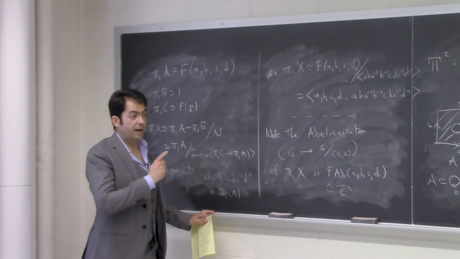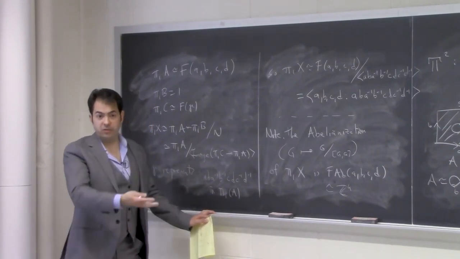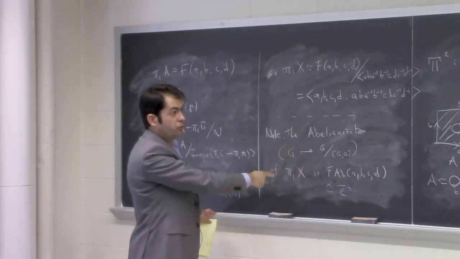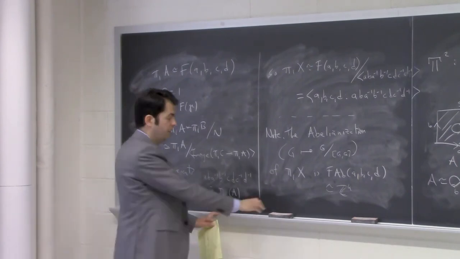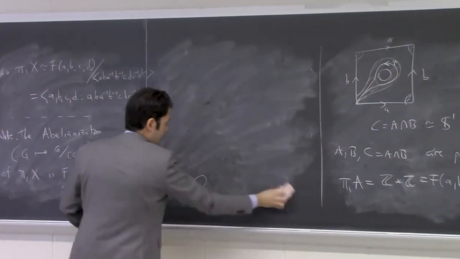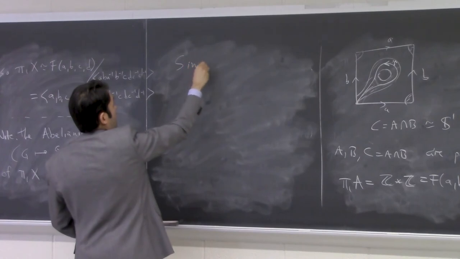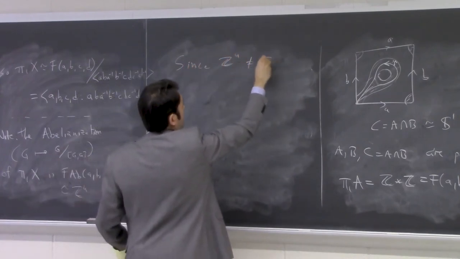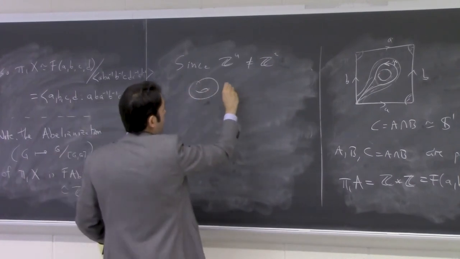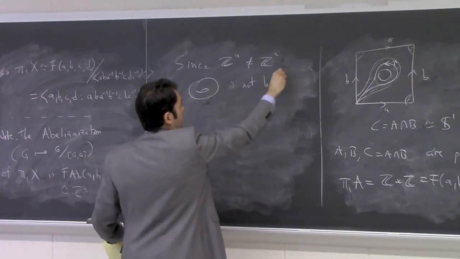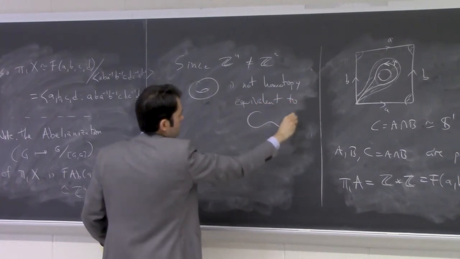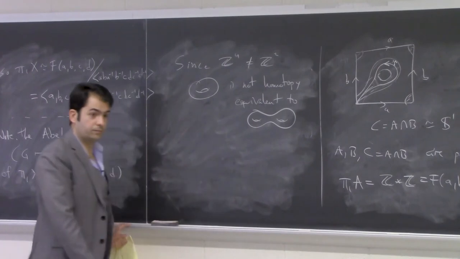Okay, now isomorphic groups have isomorphic abelianizations. So from here, we see clearly that this group is not the same as the group of the torus, right? So this implies, since Z^4 is not isomorphic to Z^2, the torus with one hole is not homotopy equivalent to the torus with two holes.